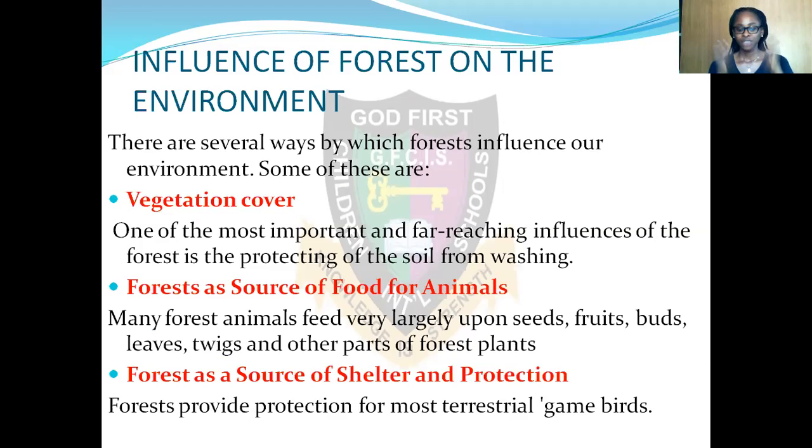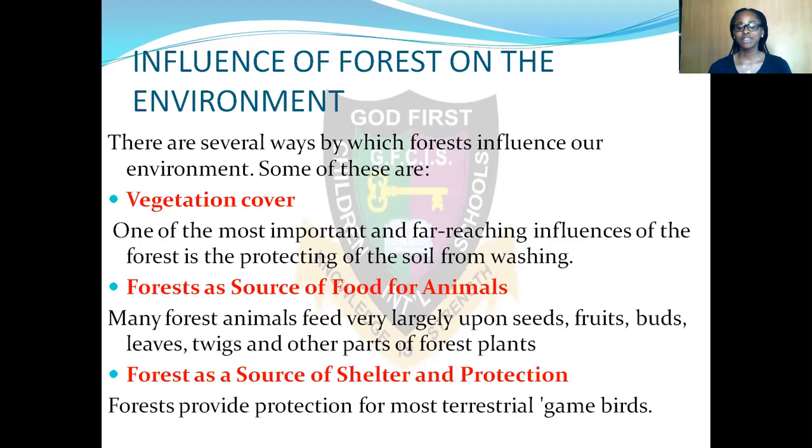And two, it serves as food for animals. The fruits, the seeds, the leaves grown in the forest serve as food for animals. The animals feed on the fruits the trees produce and the leaves of the trees in the forest.